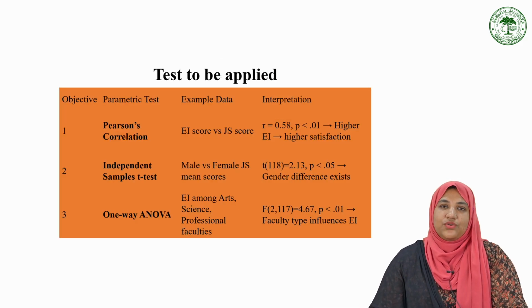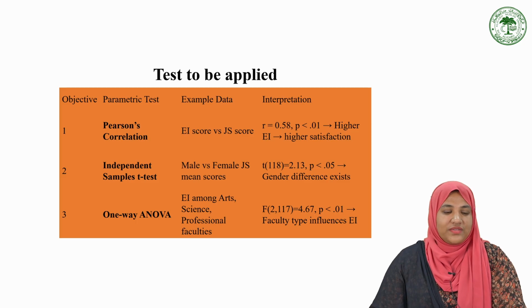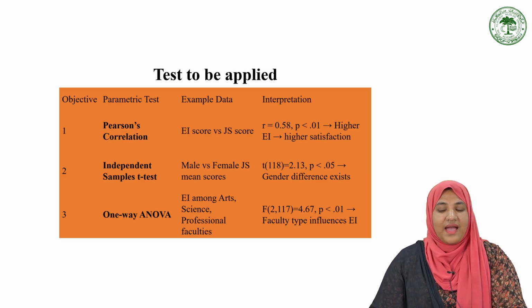Let's see the test to be applied. Based on the first, second and the third objective, we have chosen the parametric test, and we are assuming that we have conducted the statistical analysis, say for example through SPSS or R, and then we are making the interpretation, because we all know that detailed hands-on experience with respect to Pearson's correlation, independent sample t-test and one-way ANOVA will be given by various resource persons in the coming sessions. So there is no need to go into detail right now. You will be getting it accordingly.